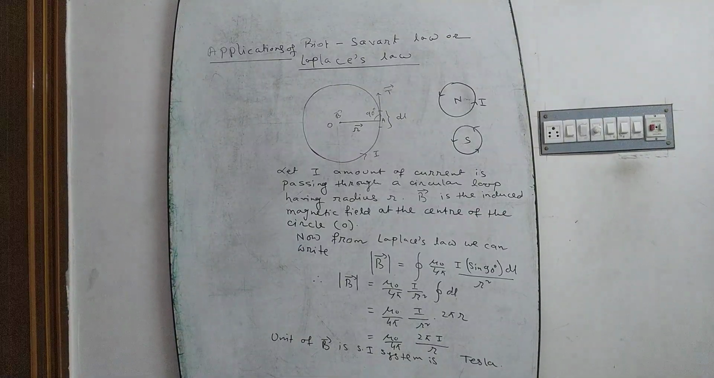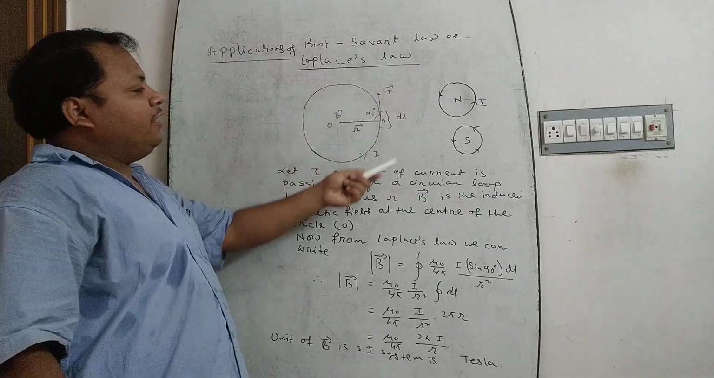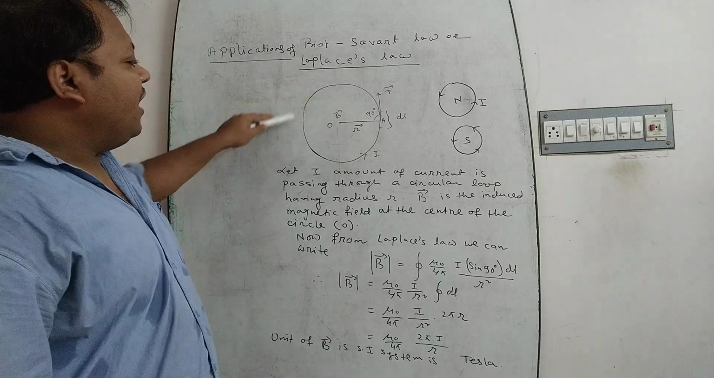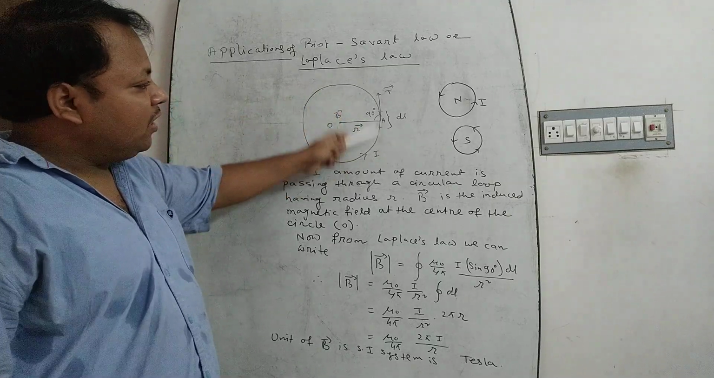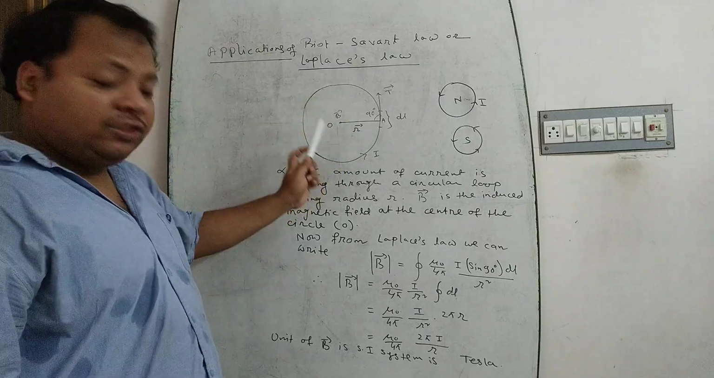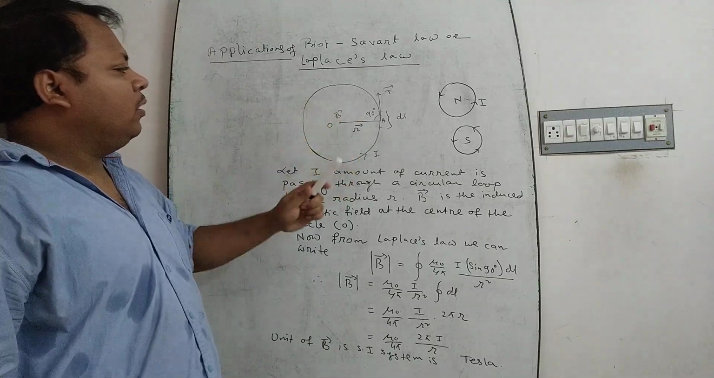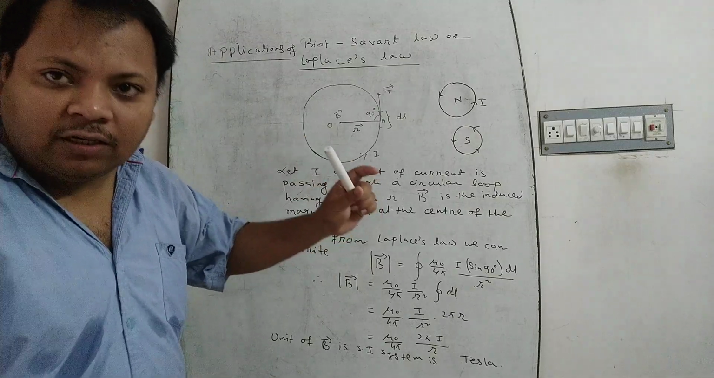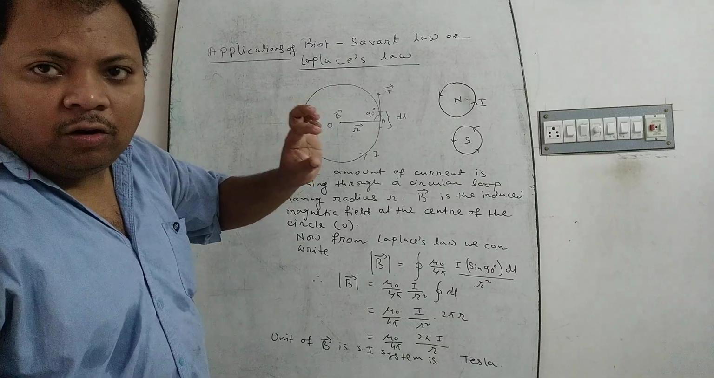Now I am going to determine the induced magnetic field at the center of the current carrying circular loop. Let this be a current carrying circular loop. I amount of current passes through the circular loop in anti-clockwise direction. R is the radius of the loop and A is a point on the circumference of the circle. dl is a small portion of the loop.